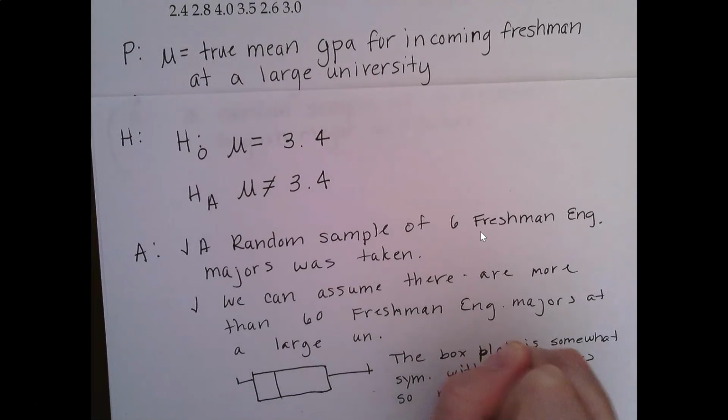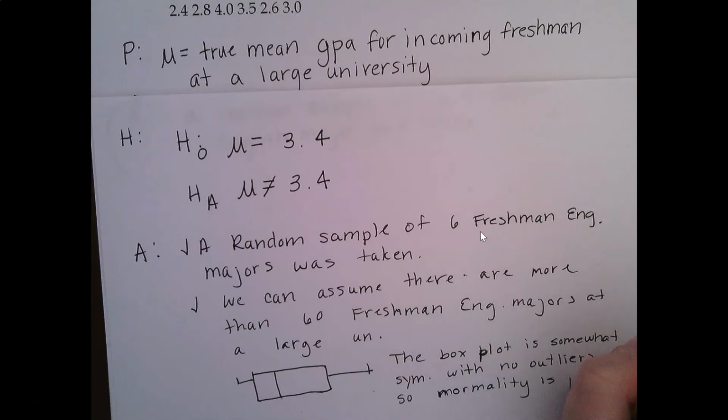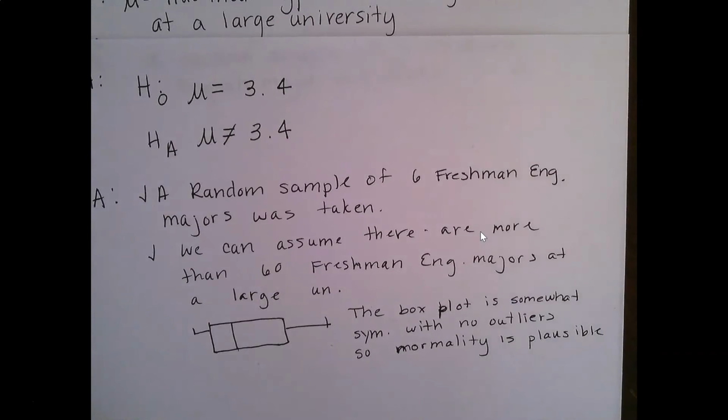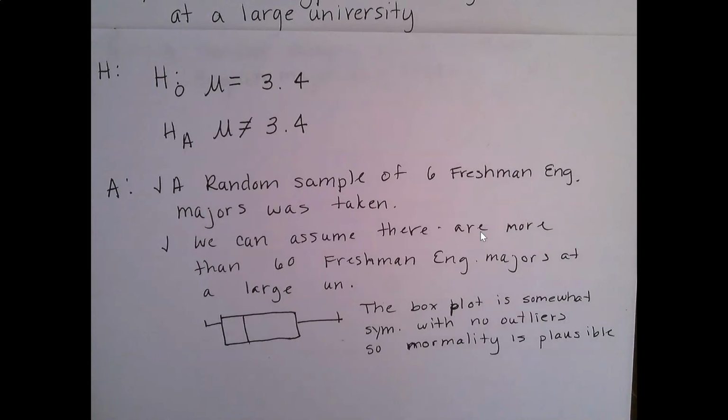So I always like to say normality is plausible. Just don't say it is normal. You can say it's safe to, it's possible that it's normal. Just make sure you don't use that absolute. Okay?